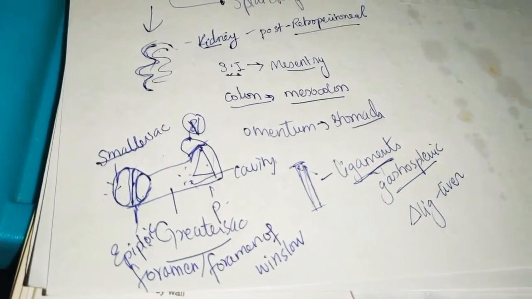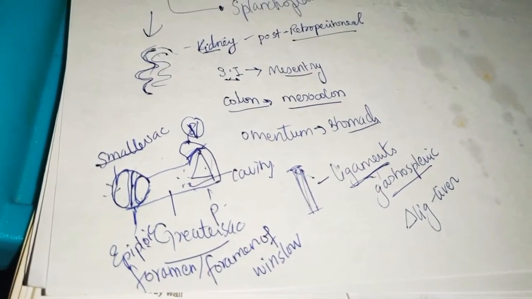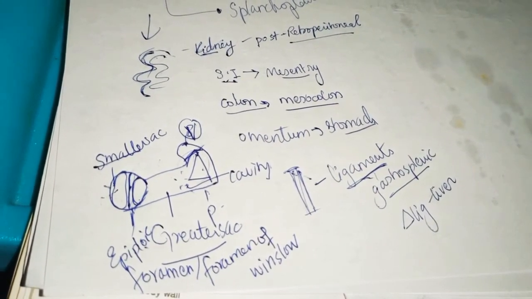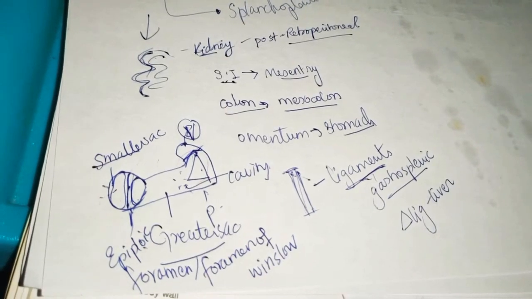There are also small pockets or recesses of the peritoneal cavity that may be separated from the main cavity by small folds of peritoneum.